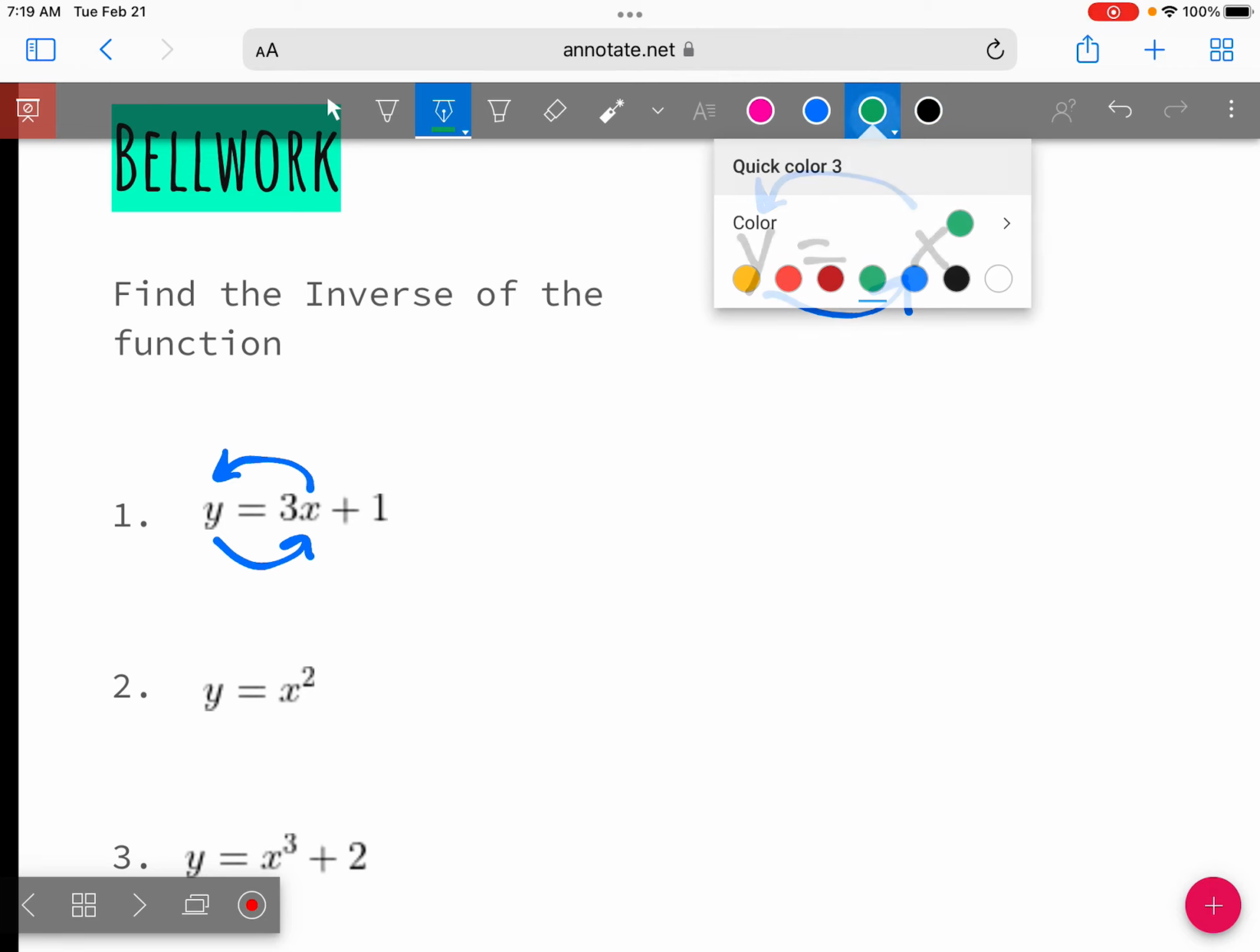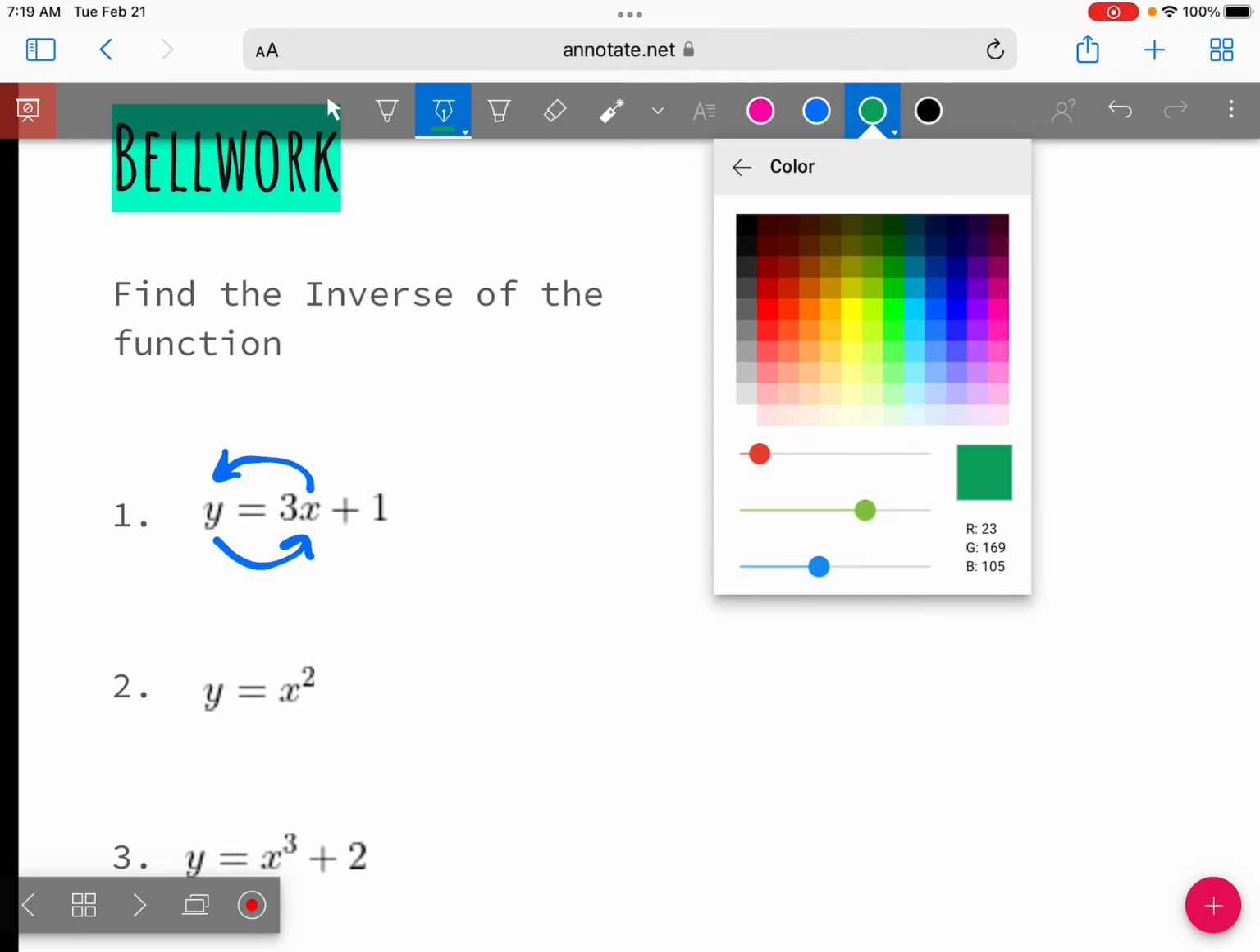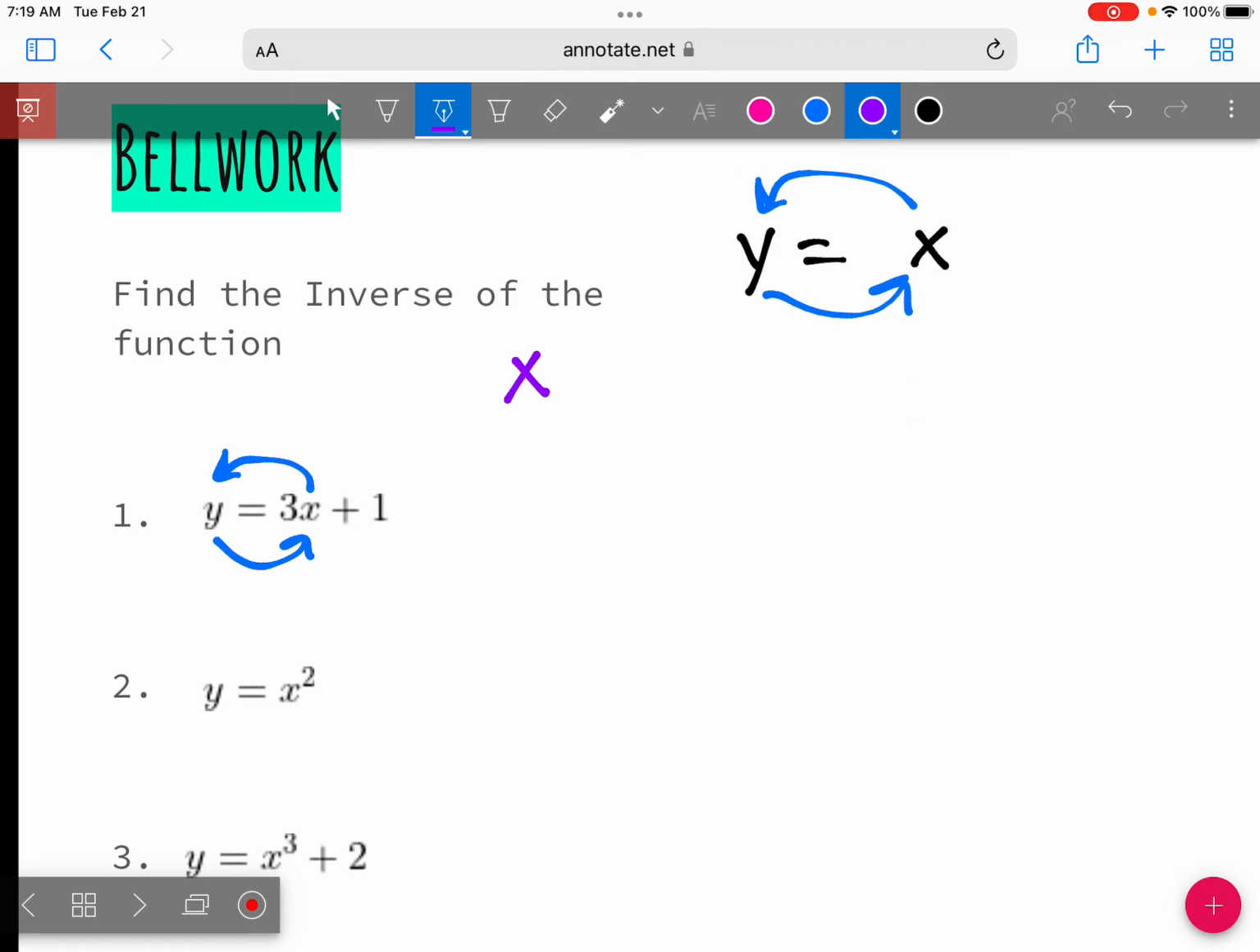When I rewrite that, it's going to give us x equals 3y plus 1. That is the inverse. It's just really, really bad math grammar, because we don't like x equals. We want to have it as a y equals. So that's our next step, is to solve this to be a y equals.